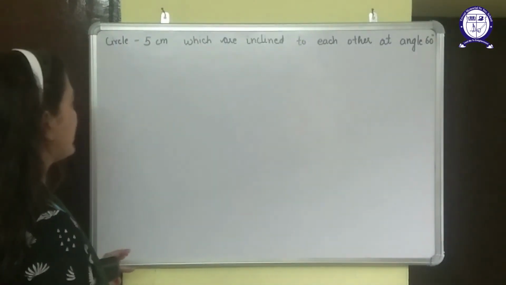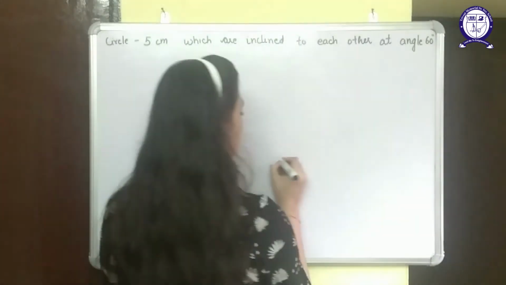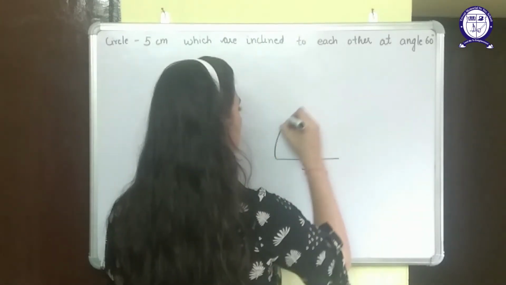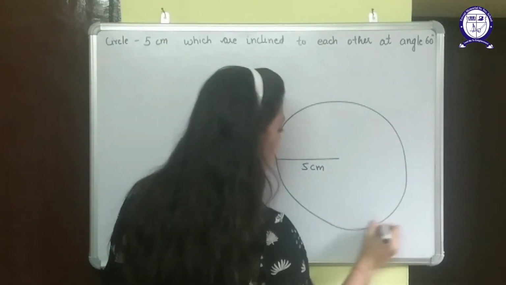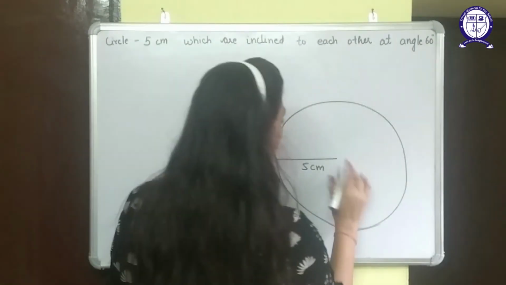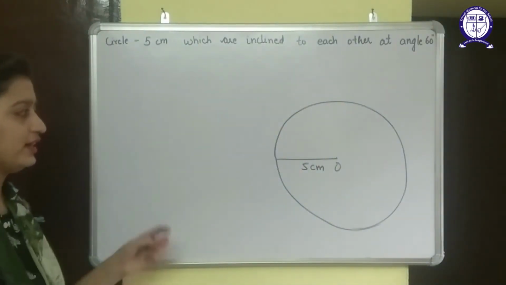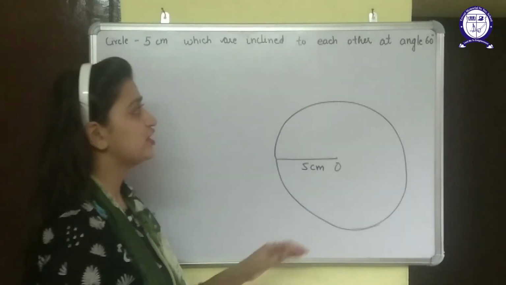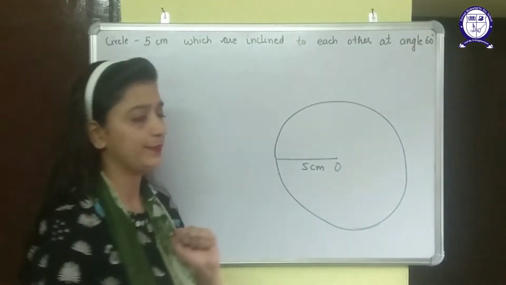Now the first thing is the same, that is, draw a circle of 5 centimeter. So we will take 5 centimeter and then draw a circle. This part is the same. This is the easiest part, drawing the first circle of 5 centimeter radius. Now I need to draw the tangents which are inclined at the angle of 60 degrees.